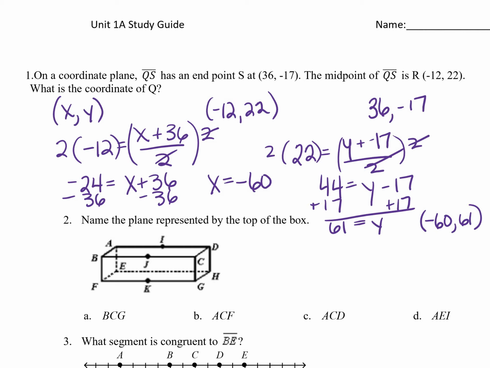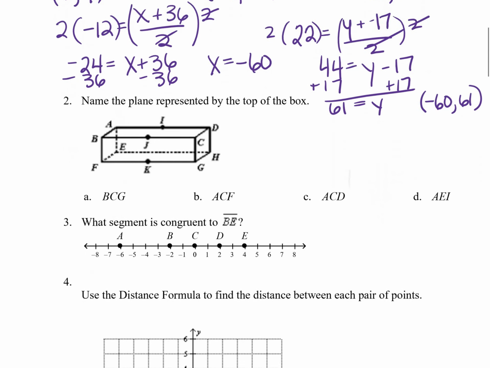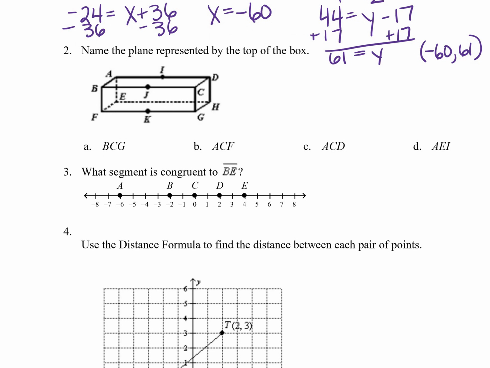No, that's the endpoint for that setup. All right, the next one, name the plane represented by the top of the box. So top of the box is this part right here. Okay, rules for naming a plane. You have to have 3 points and they cannot be collinear.